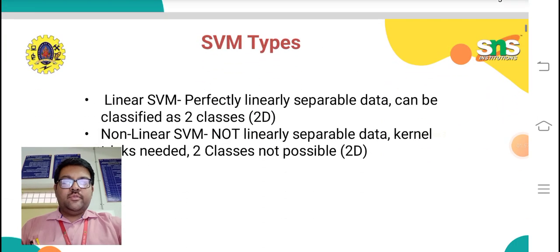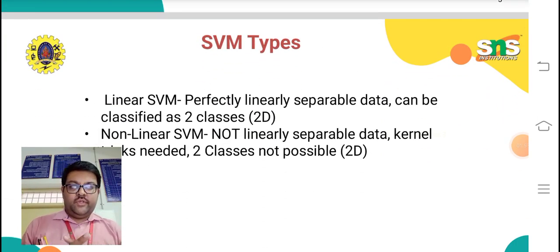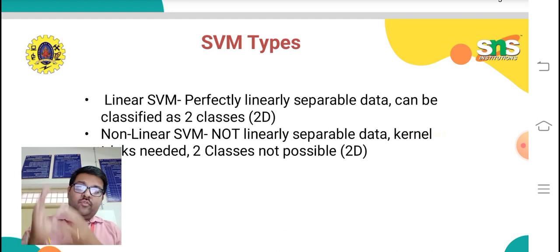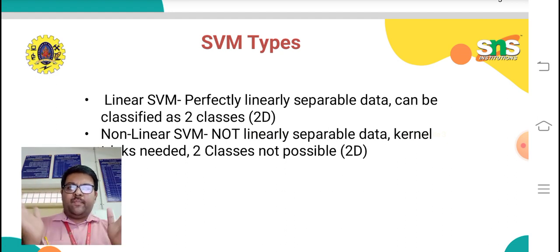Okay, what are the types of support vector machines? There is linear SVM. In linear SVM, the data is perfectly linearly separable. Say the data has positive numbers and negative numbers, which are easy to separate, right? If you have that type of data set, then we go for linear SVM.